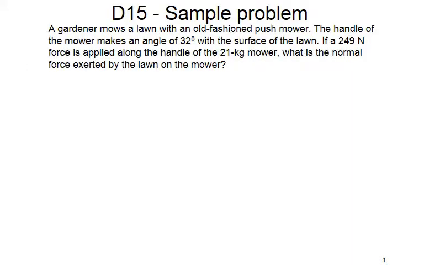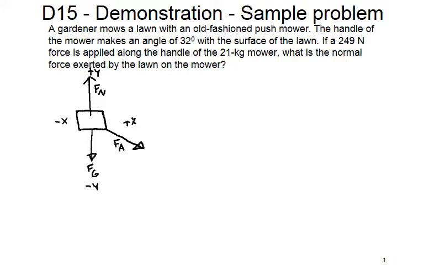So what we're going to do in this first one is look at what happens as we push a garden mower, a push mower. In this case, we're pushing down on it at an angle of 32 degrees with the surface of the lawn. If you want to draw the free body diagram here, we have the normal force going up, force of gravity down, and then this force applied at an angle. If we break this up into two portions, we have the force applied in the x and the force applied in the y. Force applied in the y is going downwards, force applied in the x is going this way.